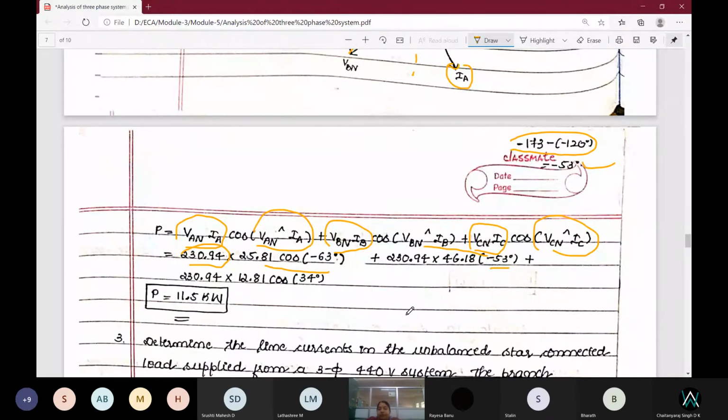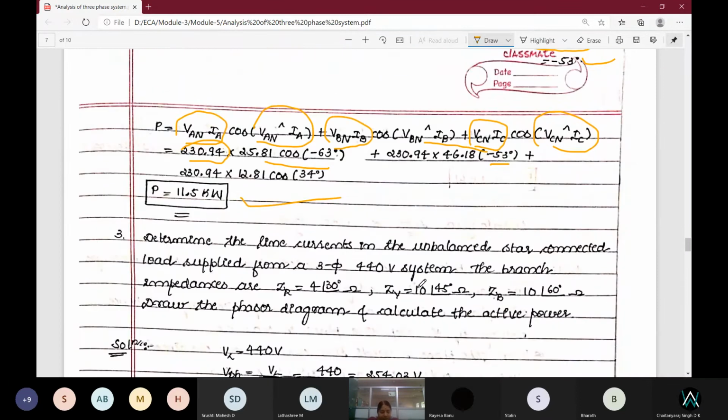This is how you have to find the angle between the voltage and current, and that should be substituted. You have to find the cos of it and get the answer. So the total active power will be 11.5 kilowatt. This is the formula used and substituted.